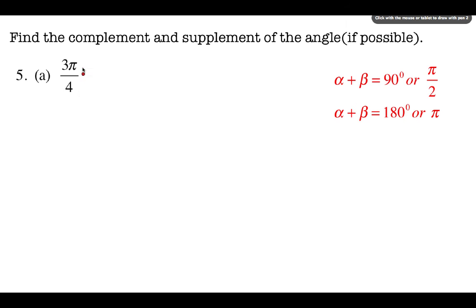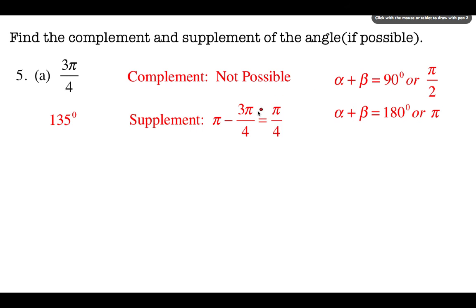So what we can do is change this to degrees. Once you do that, you're going to realize that it's not possible. We cannot have a complement. Again, if you change it to degrees, you know that this is 135. So I cannot come up with another angle that I add to 3 pi over 4 that gives me pi over 2 or 90 degrees. So that's why this is not possible.